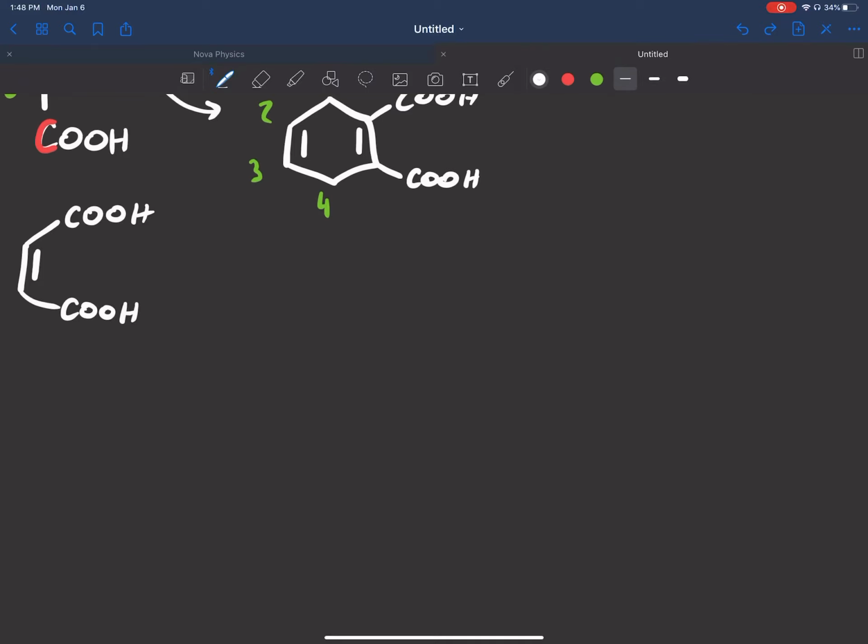You'll see this a lot when they give you the product of the Diels Alder and ask you to work backwards and find the reactants. And don't worry, I'll make a video on how we do that as well.